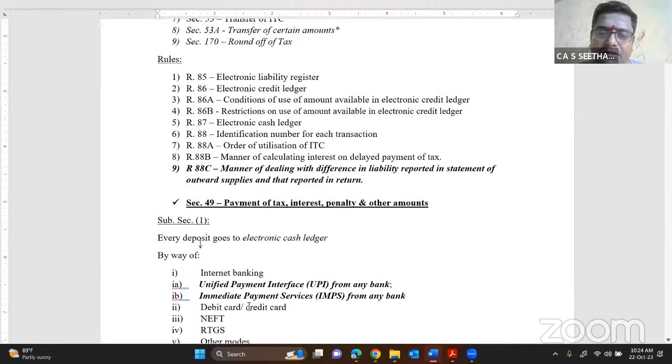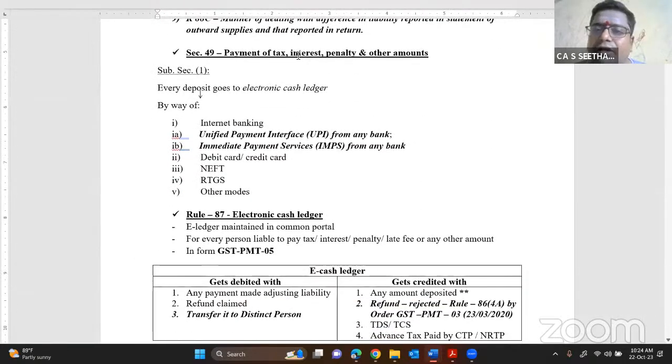Now listen, my dear. When it comes to the electronic cash ledger, the UPI method has been introduced. This is the latest amendment. Earlier, the UPI method of payment was not there, and today it has been implemented. So that is one of the biggest additions we have in the system. Having that covered.